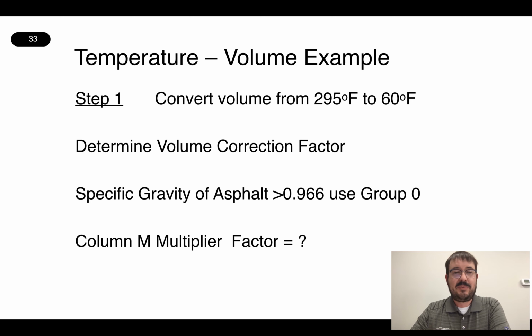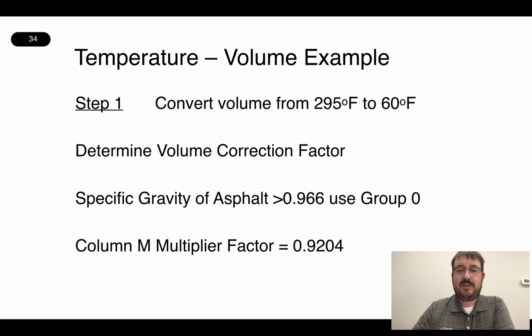The first step that we need to do is determine the volume correction factor. And in our manual, we're going to look at page 3-13 to look at the column M multiplier for this temperature. And we can see that at 295, under column M, the multiplier factor is 0.9204.